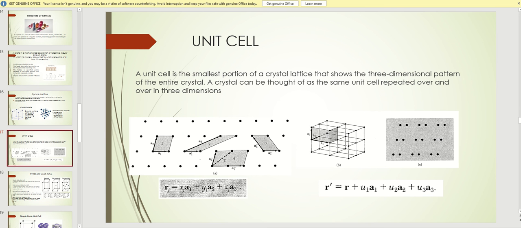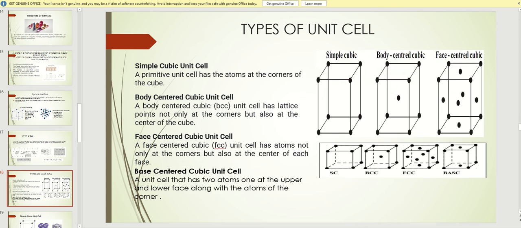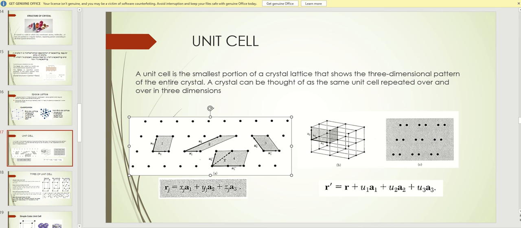Unit cell. A unit cell is the smallest portion of a crystal lattice that shows the 3-dimensional pattern of the entire crystal. A crystal can be thought of as the same unit cell repeated over and over in 3 dimensions. So this is the formula where R equals X a1 plus Y a2 plus Z a3. So this is the unit cell. This is the unit cell, and this is the unit cell.